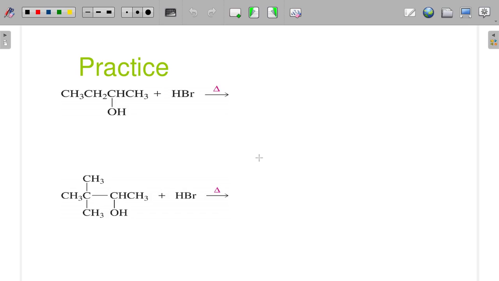All right. Let's do a couple practice problems. So I'm going to show you a potential problem because both of these, if you look, are secondary alcohols. So we do predict that these actually behave somewhat like SN1, so we will protonate these first of all.